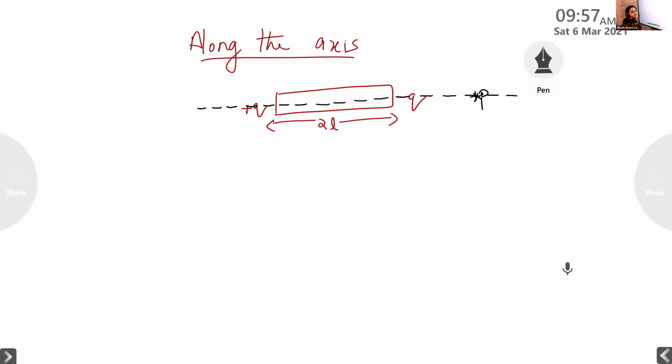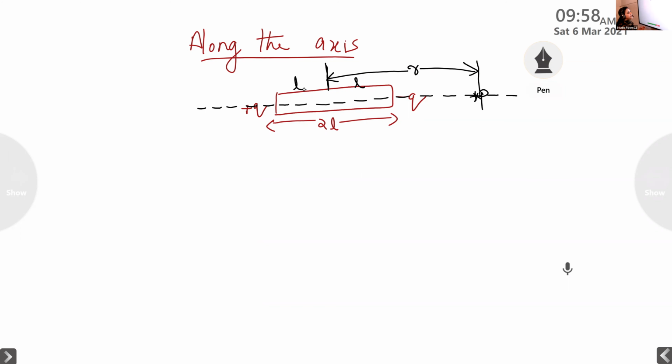The distance of this point P from the center of the electric dipole is given by R. If we consider this is the center of the electric dipole, this distance becomes L and this distance becomes L. So L plus L gives 2L, that is the total distance of the electric dipole. Is it clear?